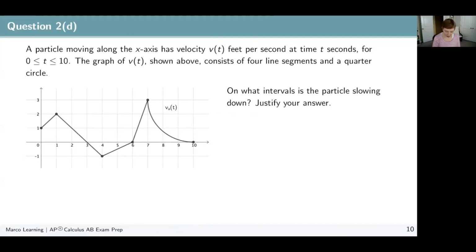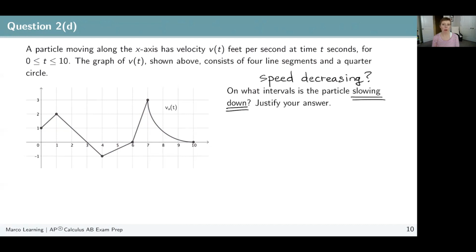All right, and almost there. This is the last part to question number 2. On what intervals is the particle slowing down? Slowing down is another way of asking where is the speed decreasing. So you may see it phrased either way. On what intervals is the speed of the particle decreasing?